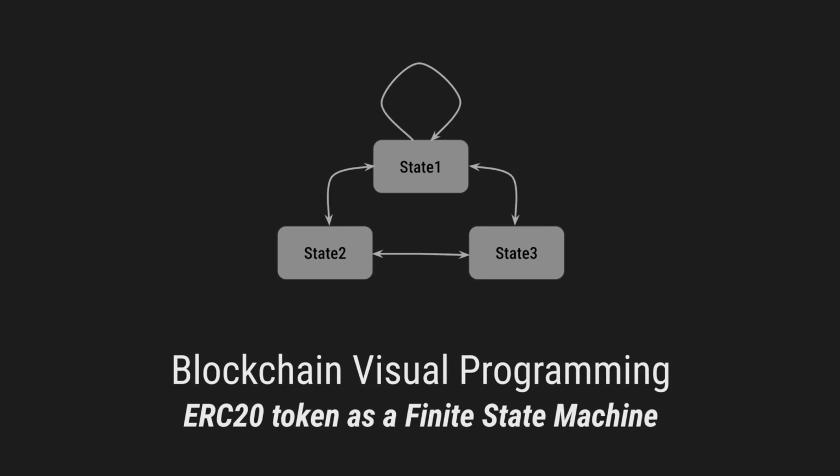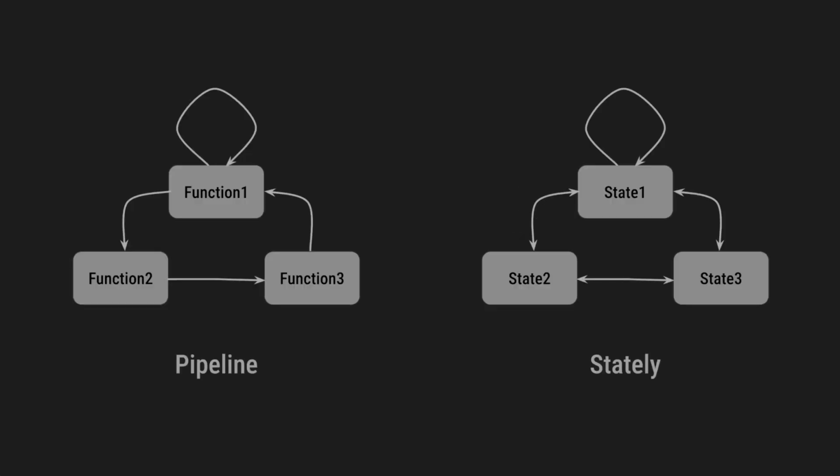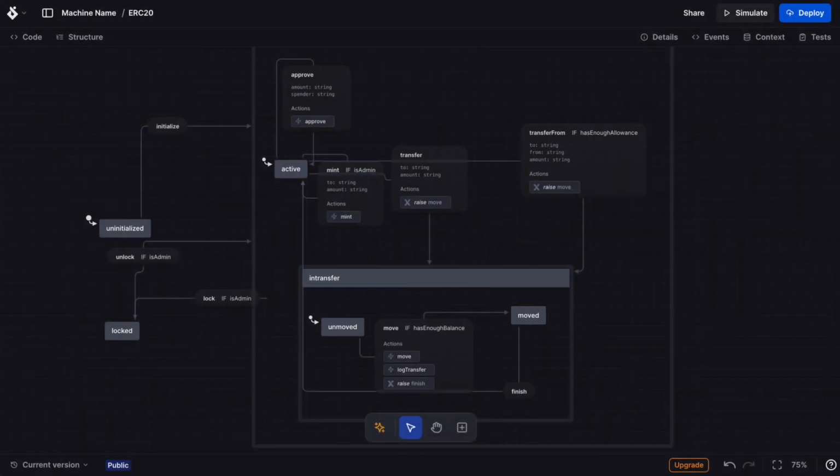In the previous video, I talked about two ways of building smart contracts visually, by data flows and state machines. And I also showed you a first example of a smart contract built visually with a state machine editor. Today you will see an entire ERC20 contract built in the same way as a finite state machine.